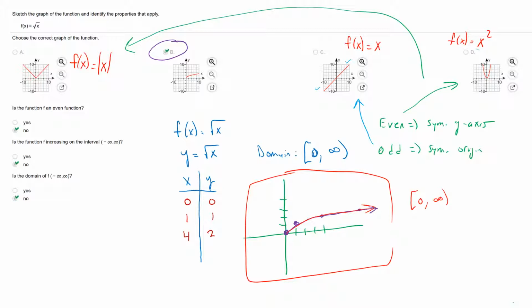If the question was this, is the function increasing on the interval 0 to infinity, then we would have yes. The function indeed is increasing on 0 to infinity. The last question: is the domain negative infinity to infinity? No. We established the domain over here as 0 to infinity.